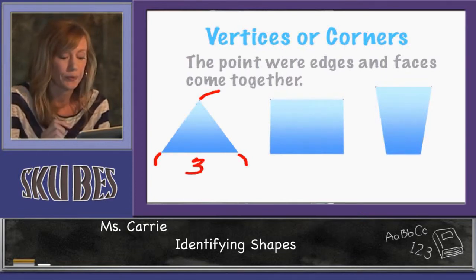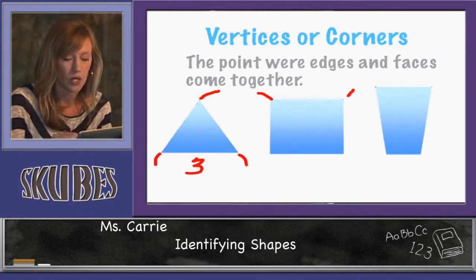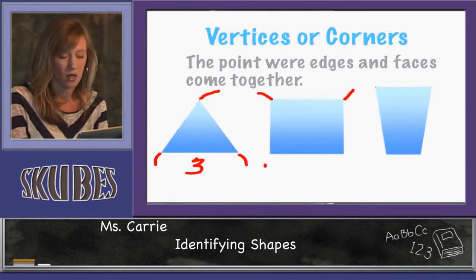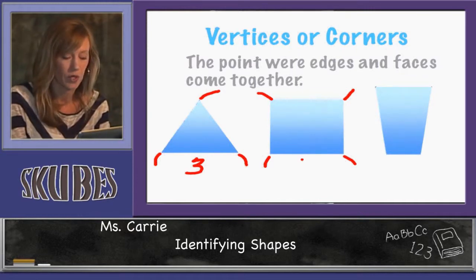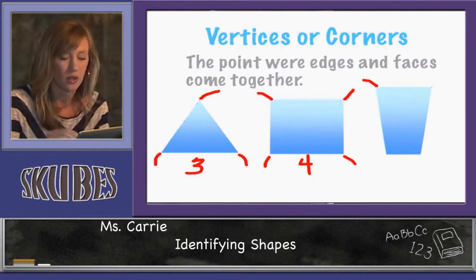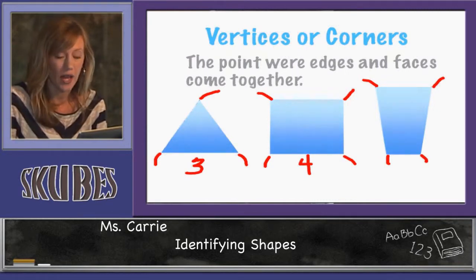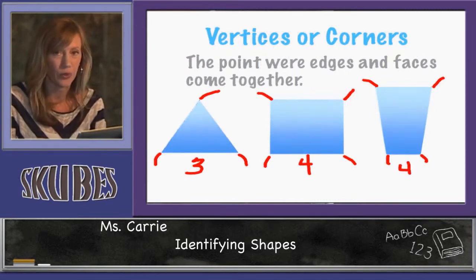Let's look at the square. A square has one here. There's one here where the edges meet. One here and one here. So a square has 4. Let's look at this quadrilateral. There's one here, one here, one here, and one here. The quadrilateral has 4 vertices or 4 corners.